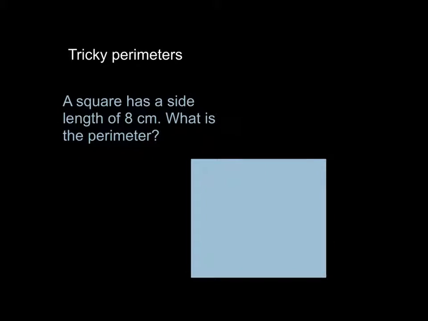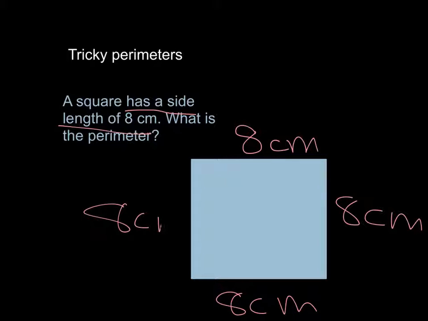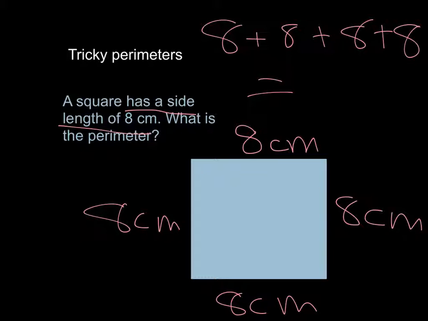So here's my square. Always draw a picture when you are doing perimeters. If a square has a side length of 8 centimeters, that means that one of the sides is 8 centimeters. That also means that each of the sides is going to be 8 centimeters as well, because all of the sides on a square are the same length. So your perimeter would be 8 plus 8 plus 8 plus 8, which is equal to 32 centimeters.